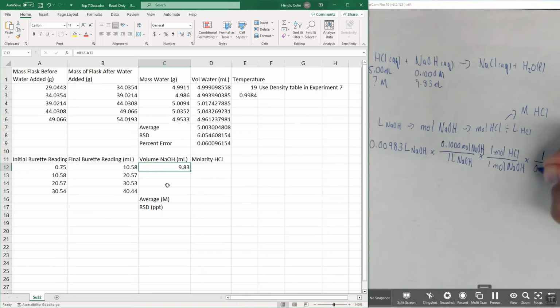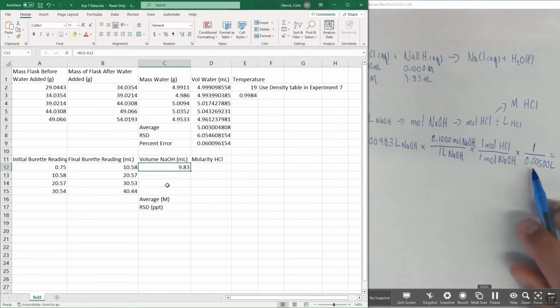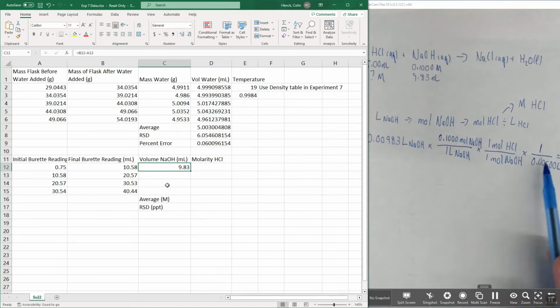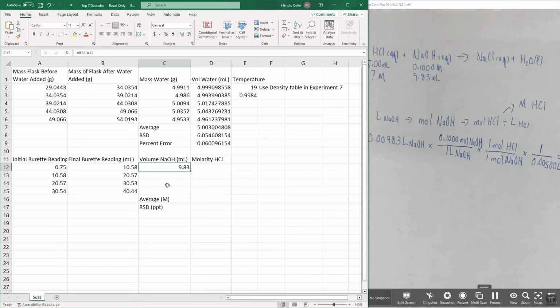Said another way, you use 0.00500 liters of the HCl solution. Now to solve this, you multiply by the top, divide by the bottom, multiply by the top, divide by the bottom, multiply by the top, divide by the bottom. But if they're ones, you can skip them. If you prefer to put it all in, that's totally fine.